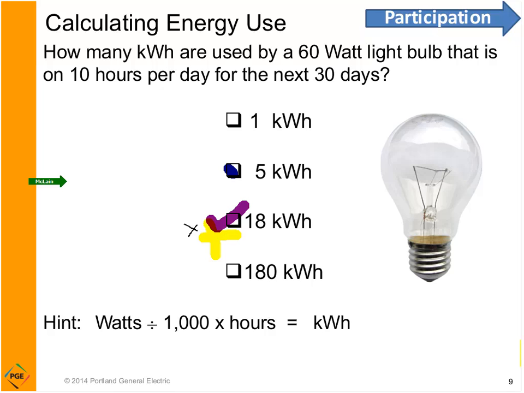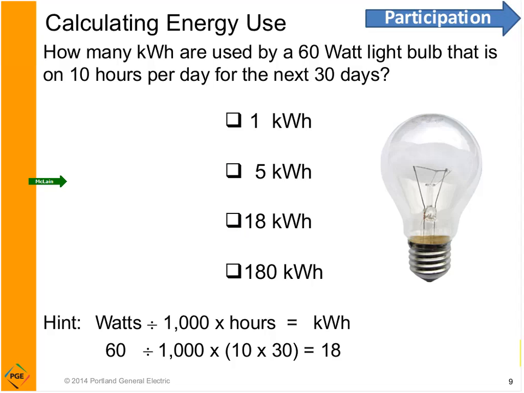I see we've got some answers to the question. Let's see how I applied that math. Sure enough, 60 divided by 1,000 times 10 hours for 30 days, which would be 300 hours, gives me 18 kilowatt hours. So that was pretty good as a group. I'm going to erase this and ask you to do it again, because I'm going to swap out that.